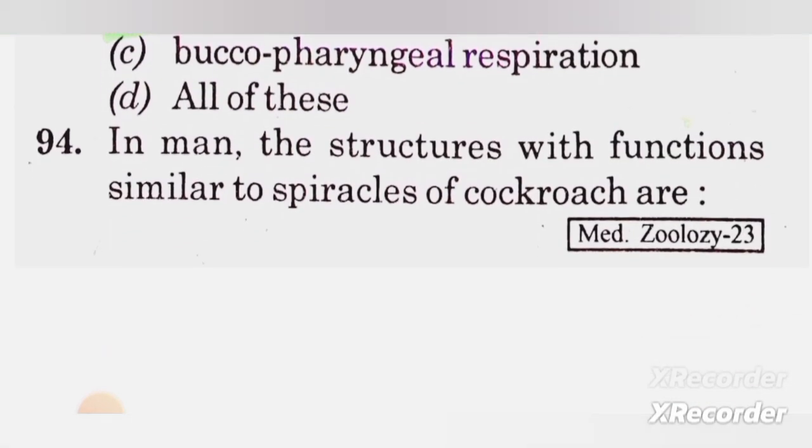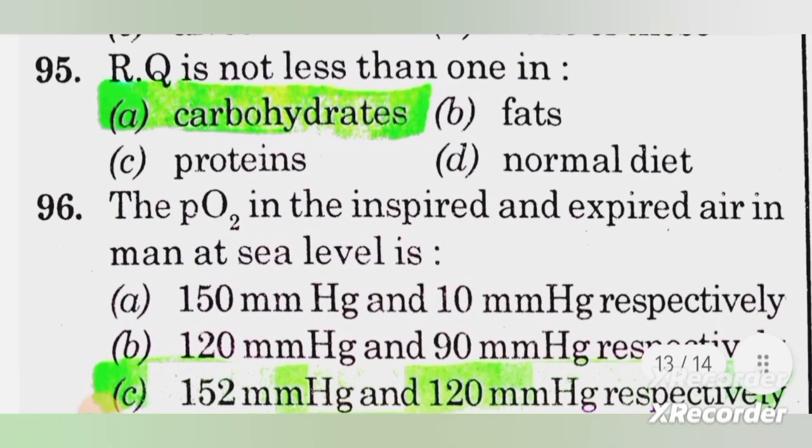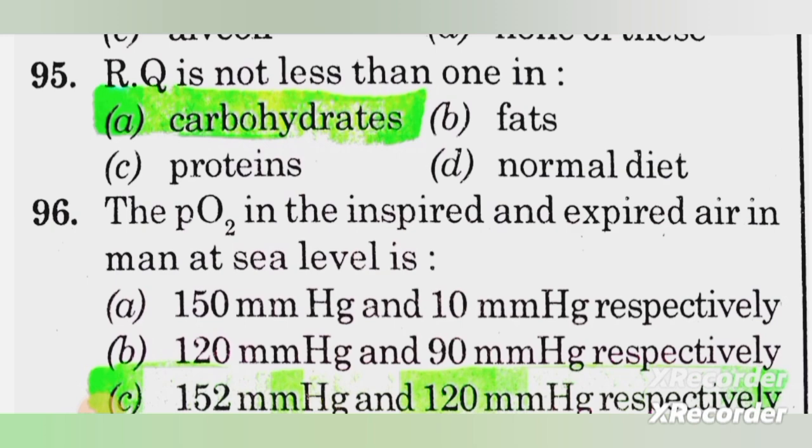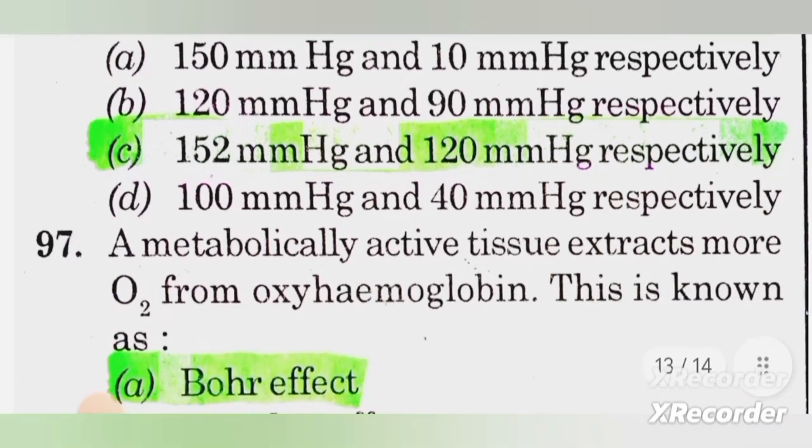Next, 94. In man, the structures with functions similar to spiracles of cockroaches are answer B, nostrils. Next, 95. RQ is not less than 1 in answer A, carbohydrates. Next, 96. The PO2 in the inspired and expired air in man at sea level is answer C, 152 mmHg and 120 mmHg respectively.